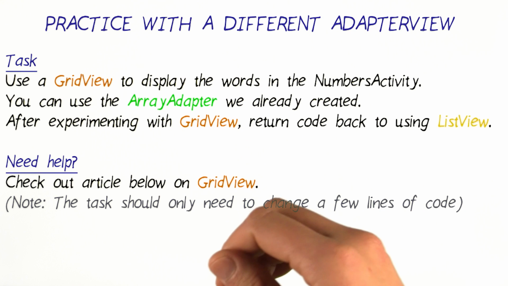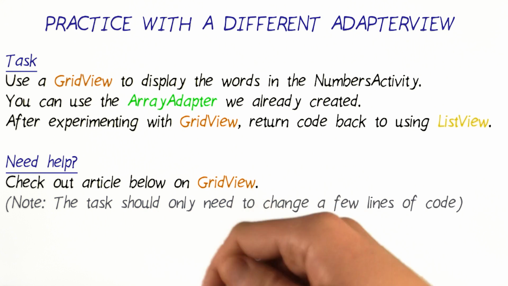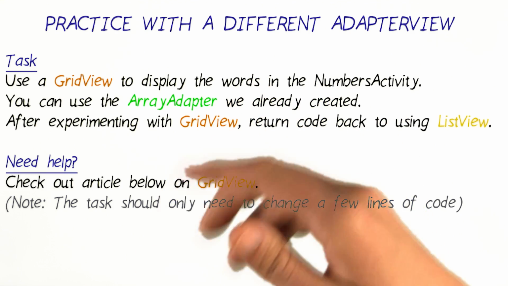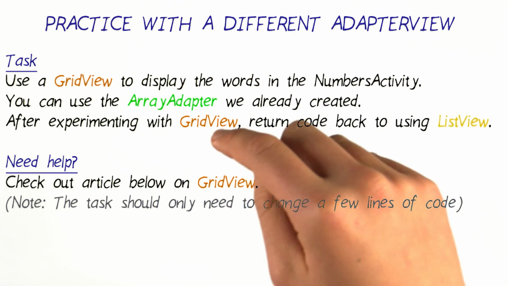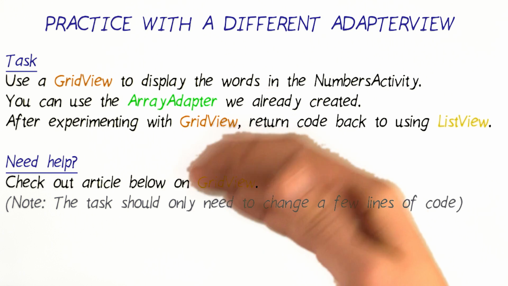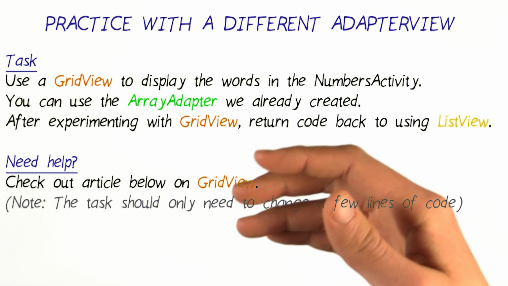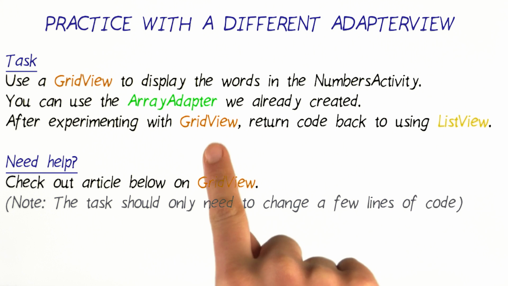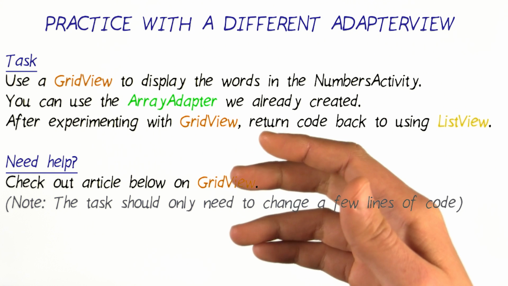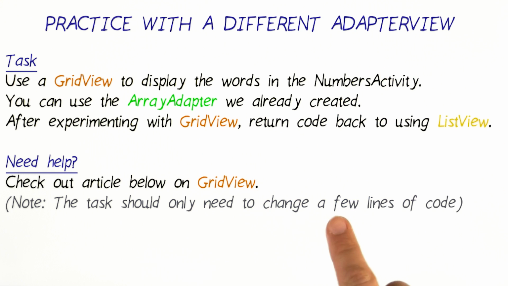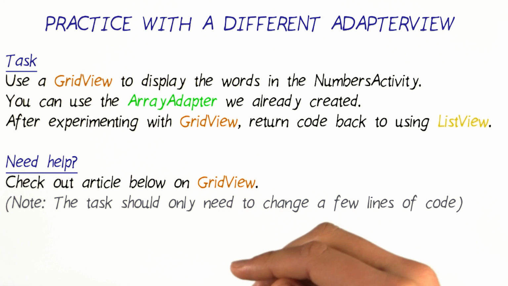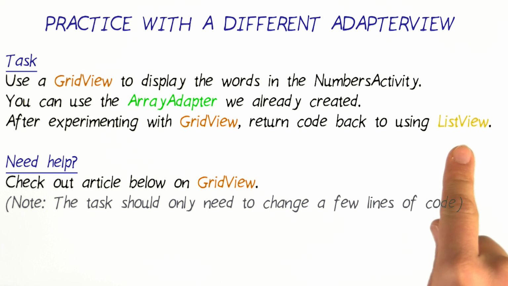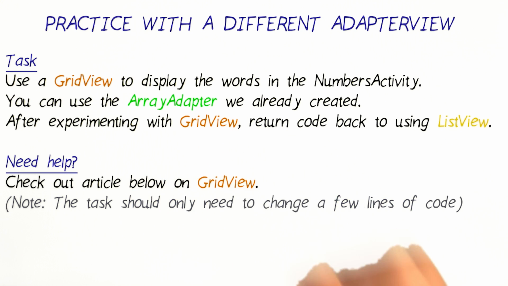If you do need some help, you can refer to the article that I've linked below that discusses grid view. But before you go too far down the rabbit hole and start copying and pasting a lot of code from that article, you should be aware that changing from the list view to a grid view can be done in the Miwok app by simply changing a couple of lines of code. After you've tried out this task, go back and change your code to using a list view again. All right, best of luck and have fun experimenting.